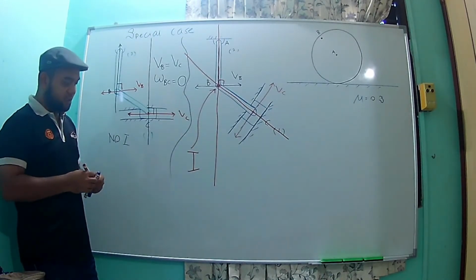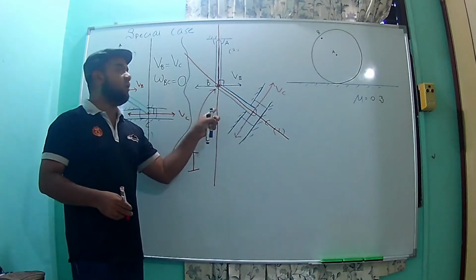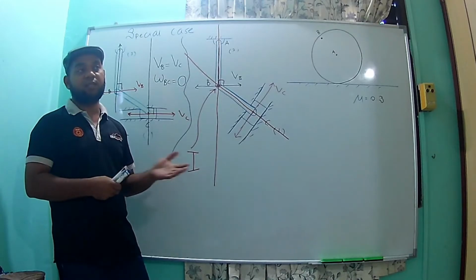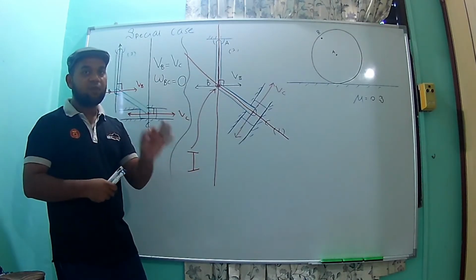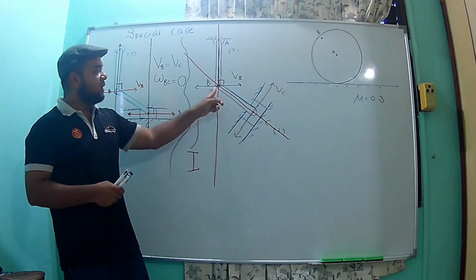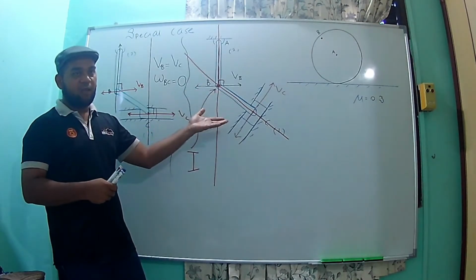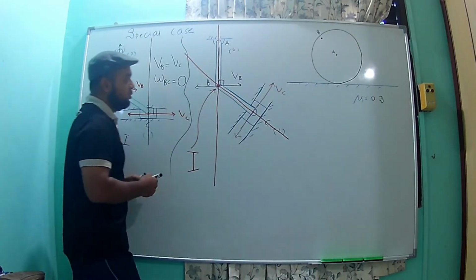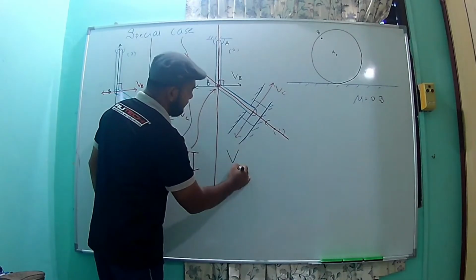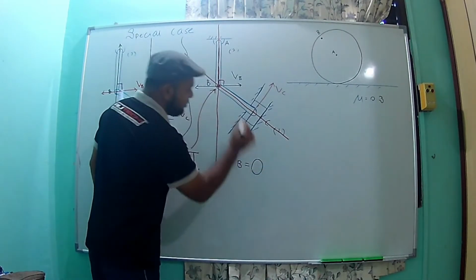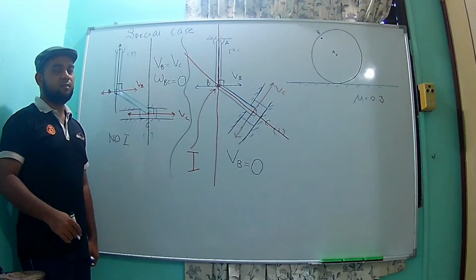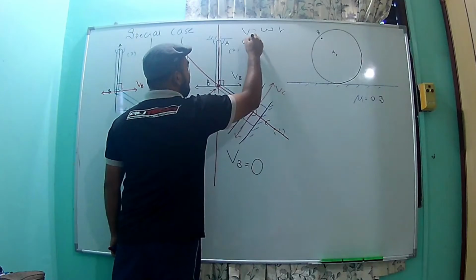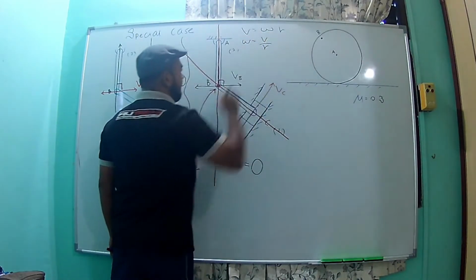So in this case, if the I is on any of these points, the velocity of that point will be 0, because it is the instantaneous center of 0 velocity. So you know that now VB equals 0. Okay, so we have the equation V equals omega R, so omega equals V divided by R.